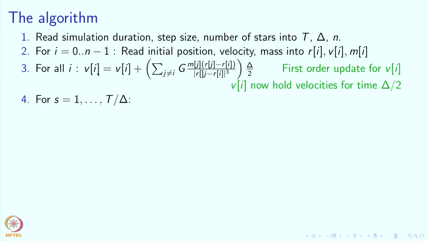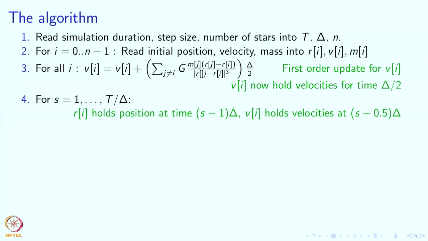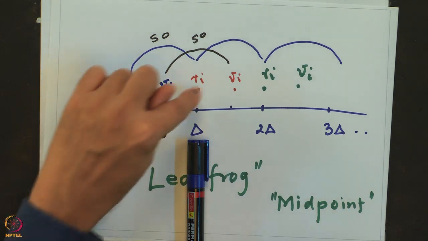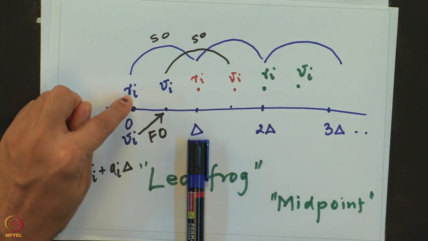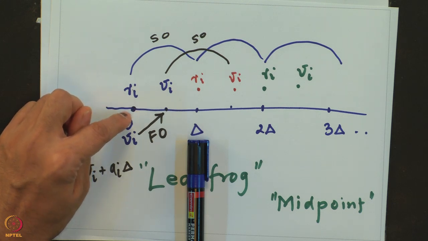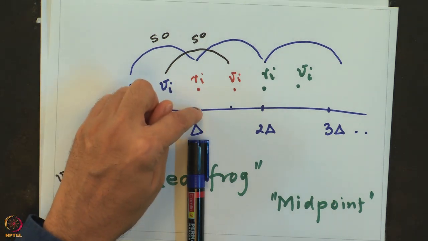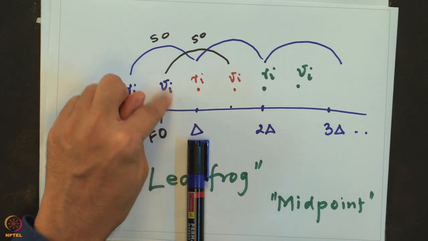Now we are just going to do this t by delta times, and at the beginning of the loop RI will hold position at time (s minus 1) delta, VI will hold velocities at time (s minus half) delta. So we are effectively at this point in our execution. At this point we have advanced to this point. RI is going to be over here. We have not yet got to the red values. So at this point RI is holding the positions at 0, and VI is holding the velocities at half, but s is 1 over here. So this is 1 minus half, which is exactly the right thing.